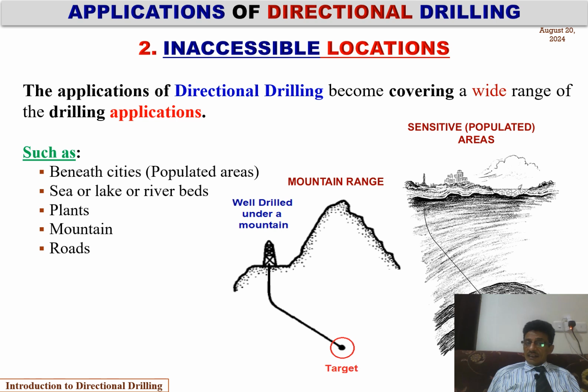Application of directional drilling. Number 1, inaccessible locations, like wells drilled under mountains, or a sensitive populated area like a city or houses. Under these houses or under the cities, we have the reservoir or the hydrocarbon. So we should think to drill a directional or a horizontal well from this side, such as beneath cities, sea, lake or river beds, plants, mountains, roads.